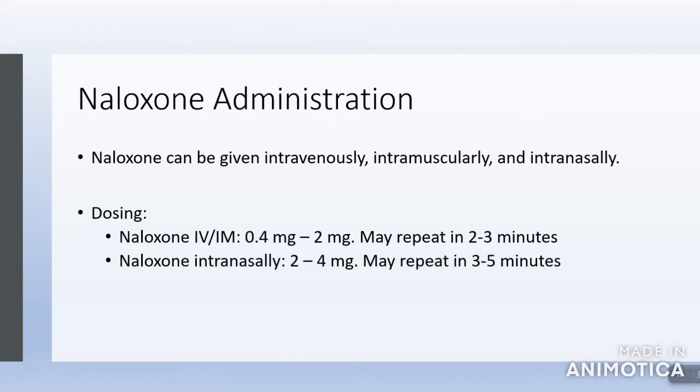Naloxone can be given IV, IM, or intranasally. For IV or IM naloxone, the initial dose is 0.4 milligrams to 2 milligrams and may be repeated every 2 to 3 minutes until desired effect. Intranasally, naloxone dosage is 2 to 4 milligrams and may be repeated every 3 to 5 minutes until desired effect.